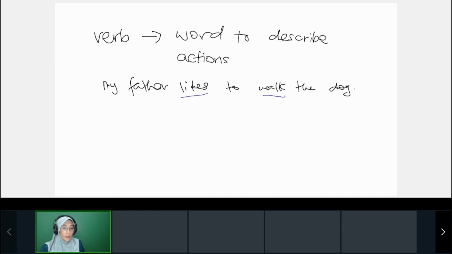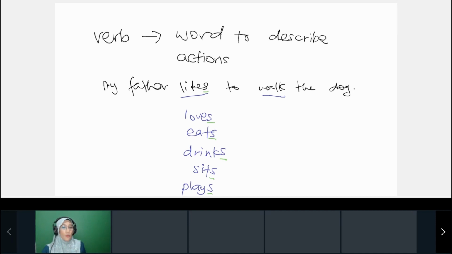Now, what are the verbs that we can use? We can also use loves. It can be anything random: eats, drinks, sits, plays, anything. Now, did you notice that I have S here? Why do I add on S? Even this one too. Why am I adding S?